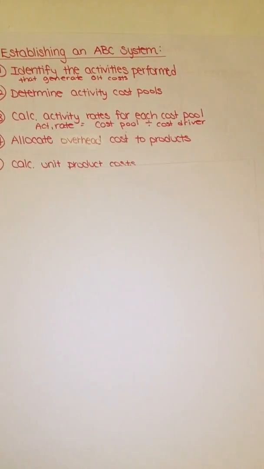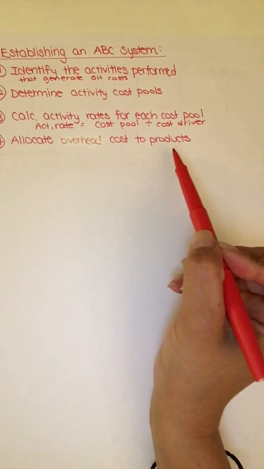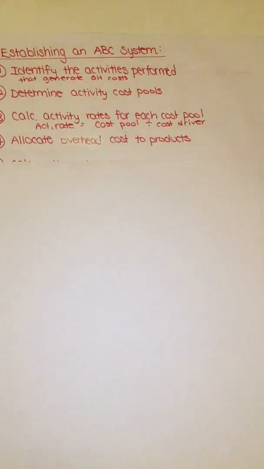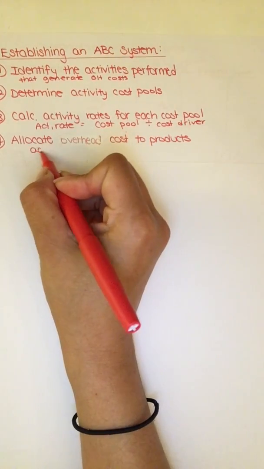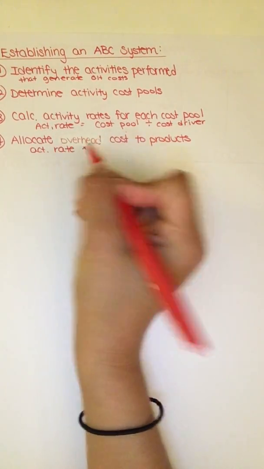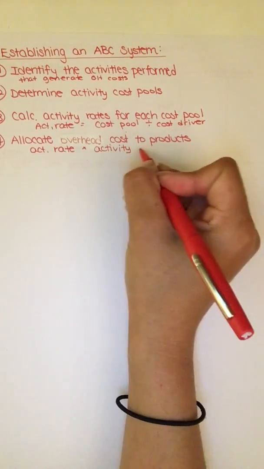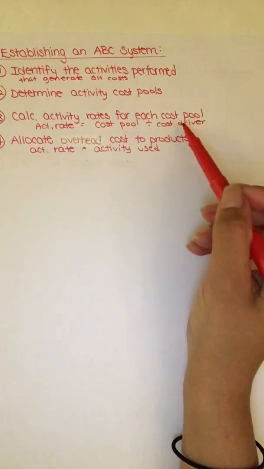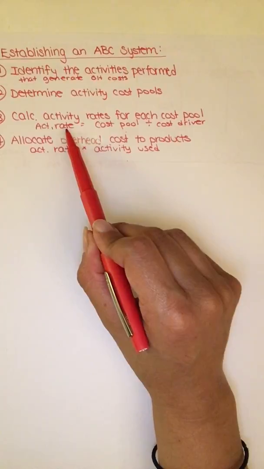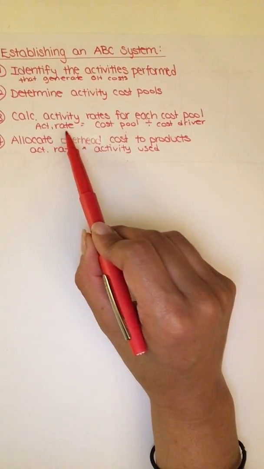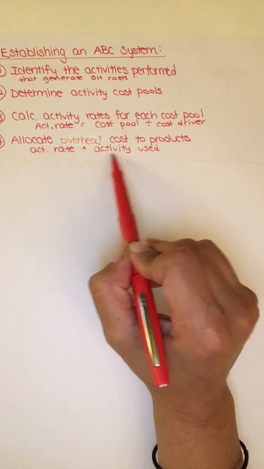Step 4. We're then going to use that rate to allocate overhead to your products. How do we do that? This formula will look familiar. You're going to take the activity rate from the previous step and multiply it by the amount of activity used or consumed. So it kind of looks like your POHR formula, right? We're coming up with a rate. Before it was the predetermined overhead rate. Now it's an activity rate. And then we're taking that rate and multiplying it by an actual level of activity.